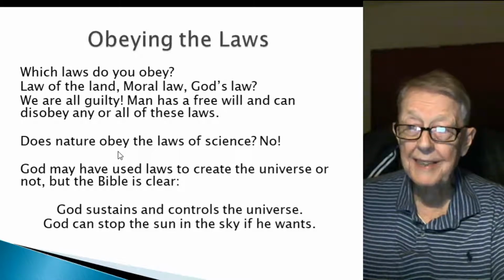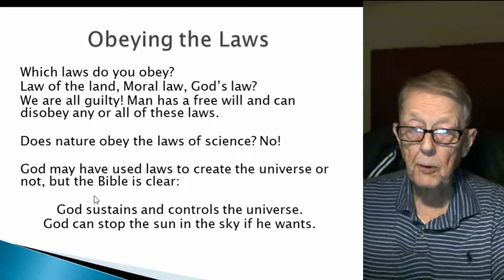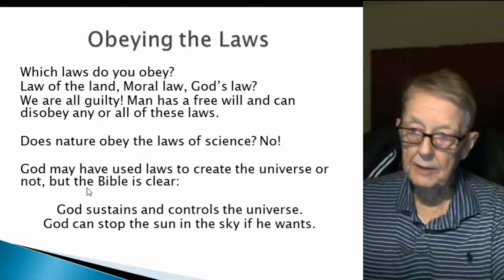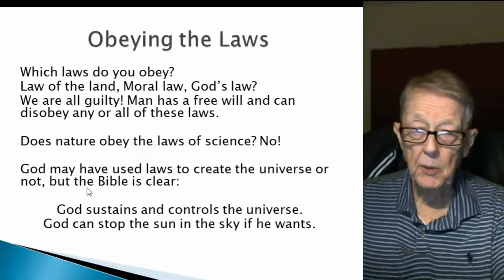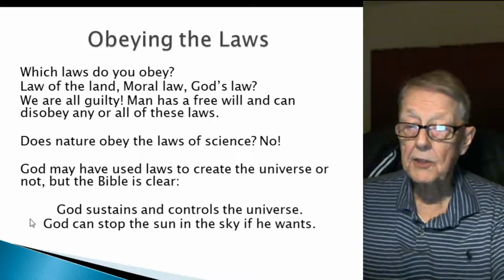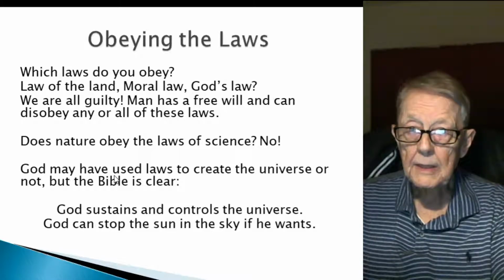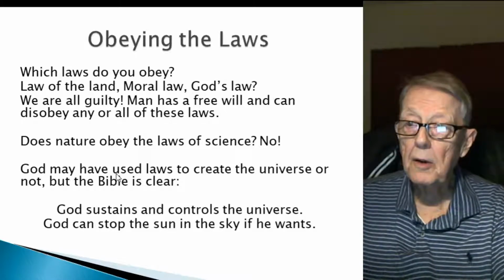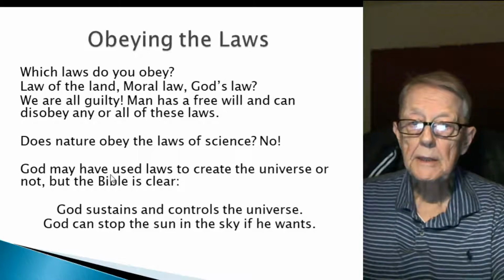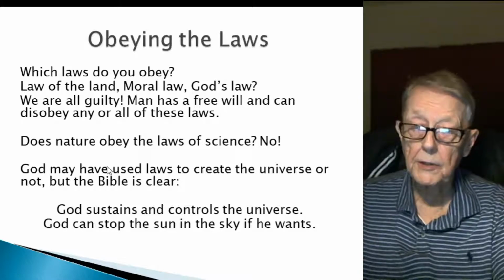Maybe they're there. God doesn't tell us. God tells us he created objects. But the Bible is clear about this point. God sustains and controls the universe. And does he do it by equation? I doubt it. I doubt it one bit. But we know in Joshua that God can stop the sun in the sky if he wants. God can change things like that if he wants. No, we don't always obey the law. Nature doesn't necessarily obey natural laws. They actually obey what God says and how he controls our universe.